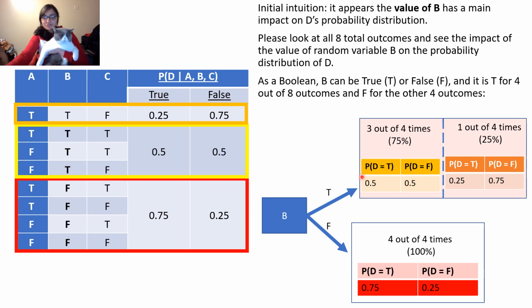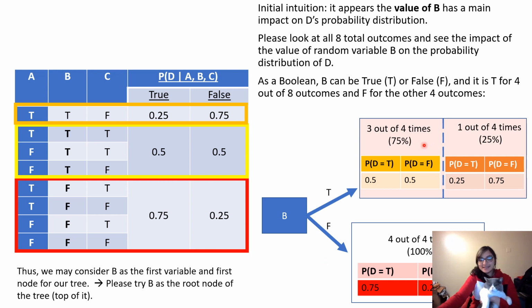But if B is true, the other 4 times, 1 out of those 4 times, 25%, we notice this situation, where D being true is 25% and D being false is 75%. But in general, 3 out of the 4 times we observed the probability D is true is 50% and the probability D is false is 50%.